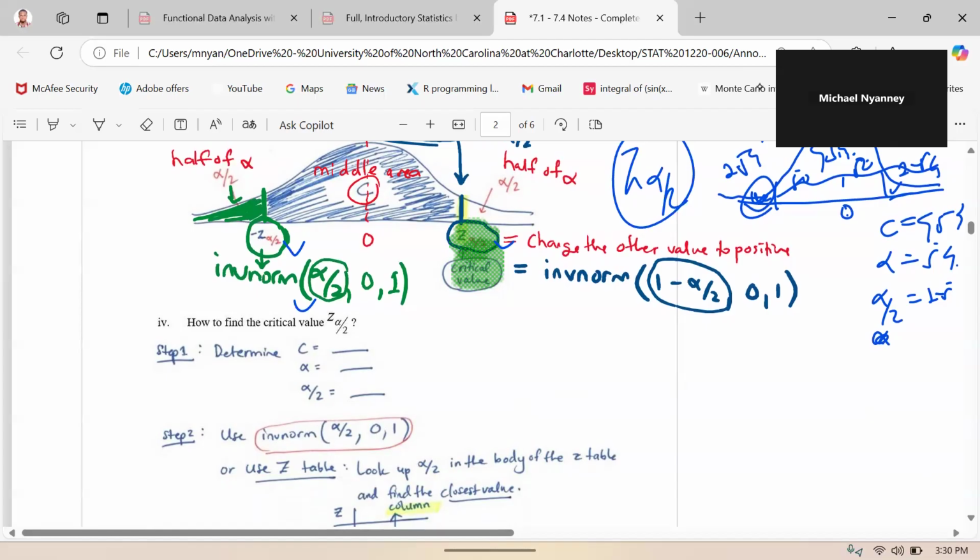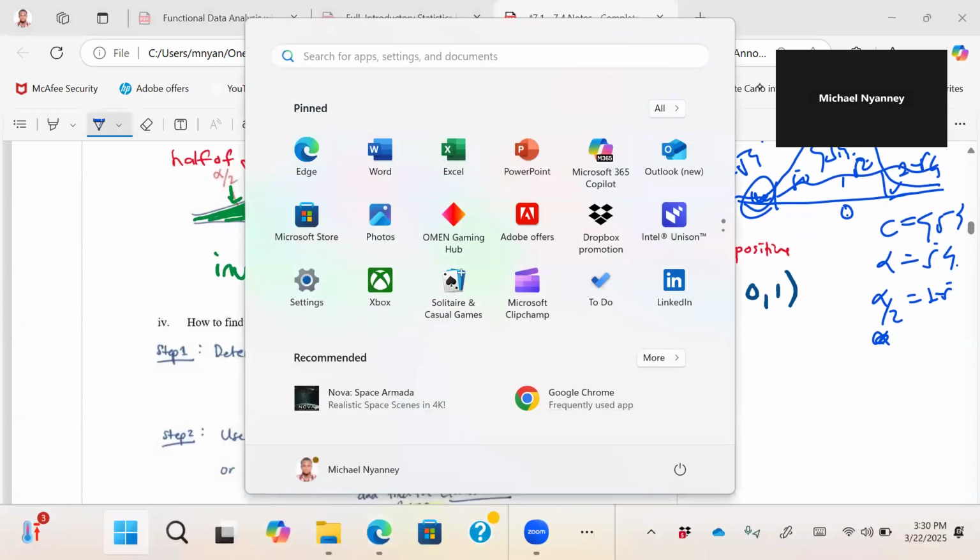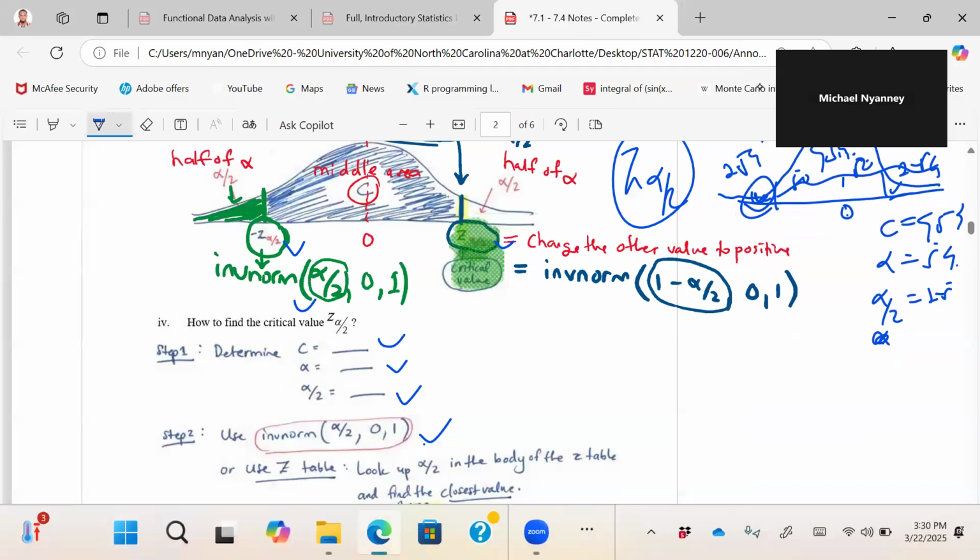Okay, so how to find it? First, we know we have to find our C. The C is your level of confidence. You find your alpha. That's the significance level. Then you divide the alpha by 2. Okay. Then you use this in your calculator. That is the inverse norm. Okay, so the inverse norm, this is how we find it. I think it should be here.